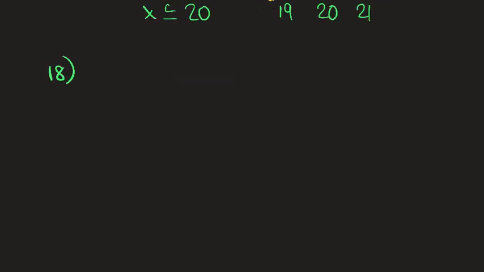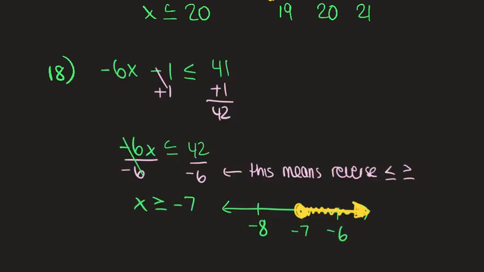Question 18. -6x minus 1 is less than or equal to 41. Solve and graph. The answer is x is greater than or equal to -7. My first step was add 1. My second step was divide by -6. Because I divided by a negative, that made me reverse the direction of the inequality. So now it's greater than or equal to, closed dot, going to the right.